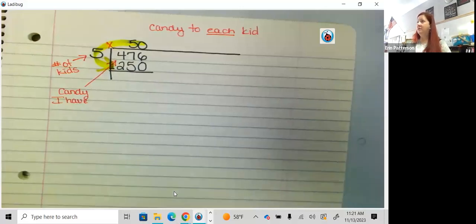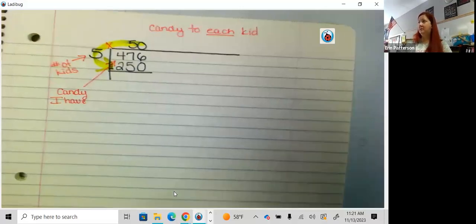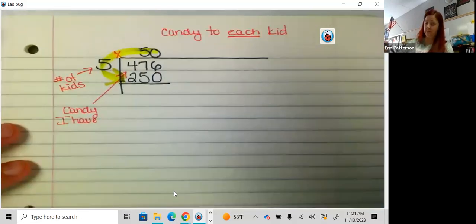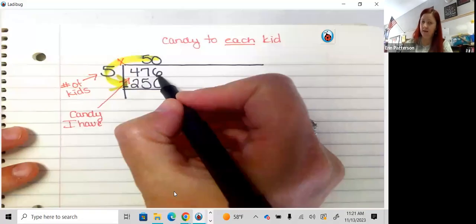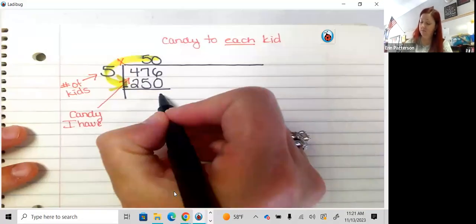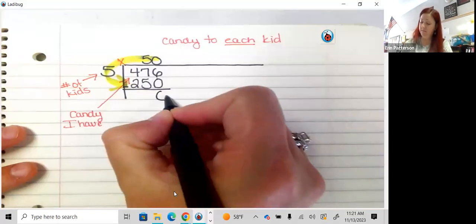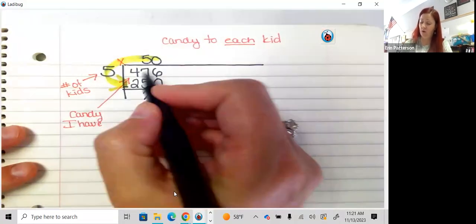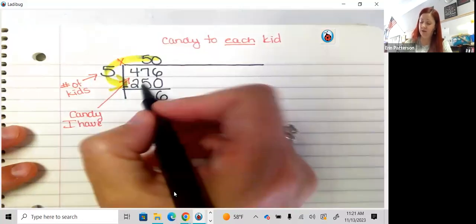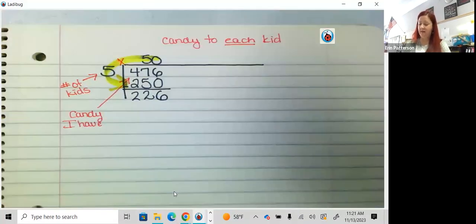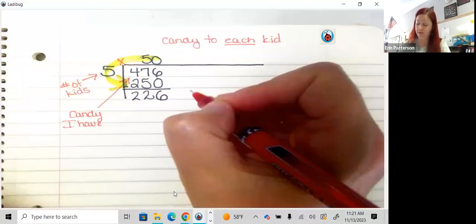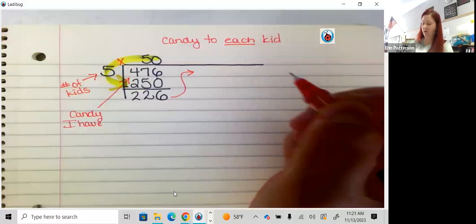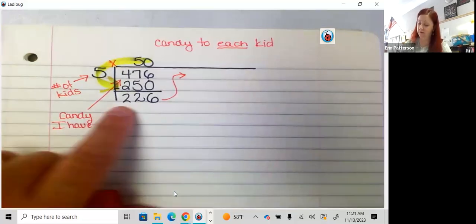So now I'm going to subtract. 6, take away 0. 6, 7, take away 5. 2, 4, take away 2. So this is what I'm left with. This is how much candy, after I gave them that much, I have left. So I'm going to draw a little red arrow so you can see where this number goes.